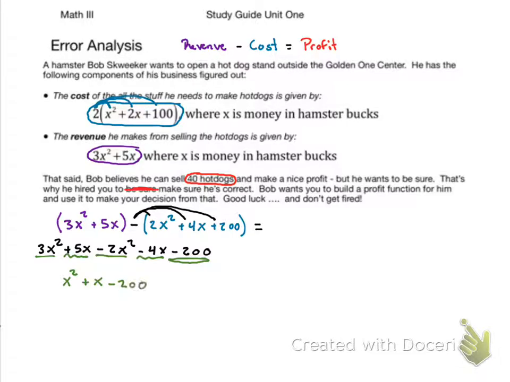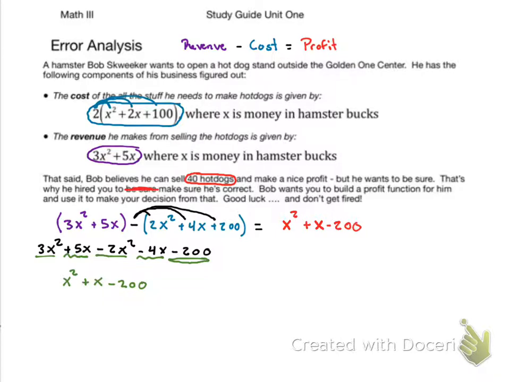We attach on the minus 200. So this is going to equal our profit. Right? So this is going to equal x squared plus x minus 200. This is our function for the profit. So remember that then we're going to go back to what Bob made the statement of.